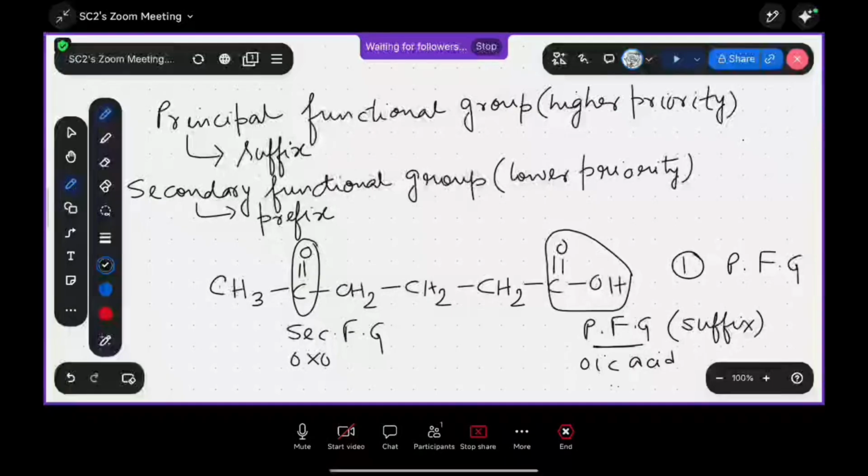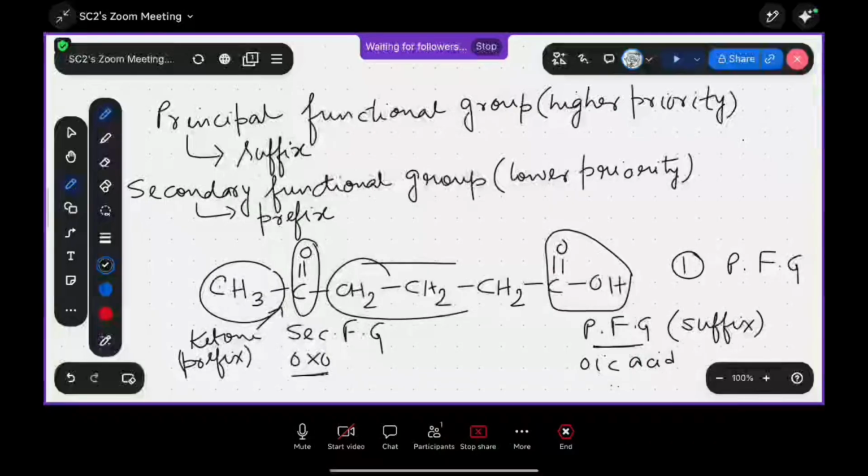Here we have the ketone functional group, C double bond O. On both sides we have alkyl groups. So this is a ketone functional group. And for the secondary functional group we use the prefix, and the prefix for ketone is oxo.